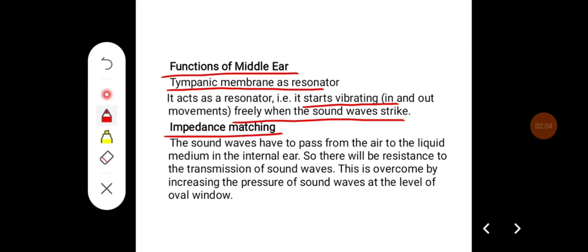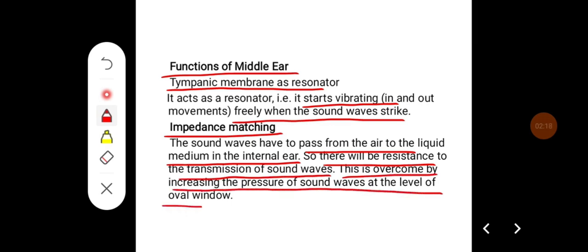Sound waves have to pass from air into liquid medium in the internal ear. So there will be resistance to the transmission of the sound waves. This is overcome by increasing the pressure of sound waves at the level of oval window.